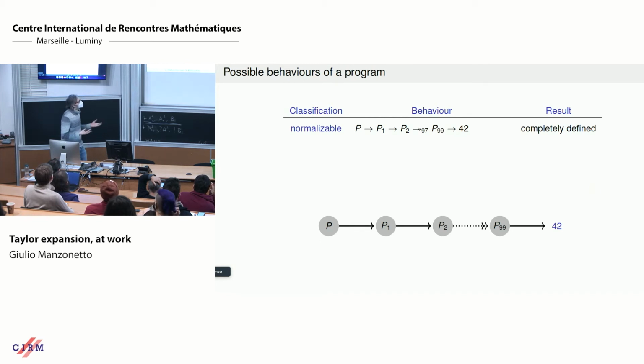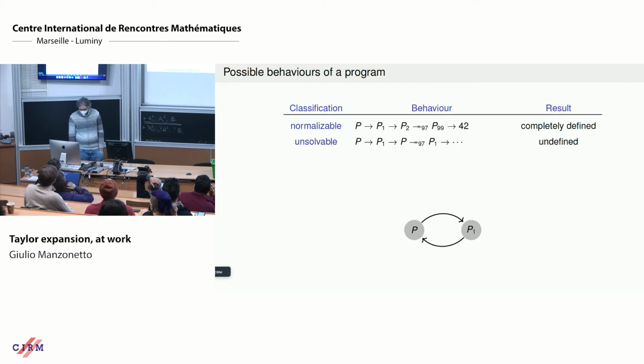So to understand the notion of approximation that we want to give, we need to understand what are the possible behaviors of the programs. So a program can be normalizable if after a finite amount of steps, it gives a completely defined result. If it never gives any result, then it's undefined, and we call this unsolvable.